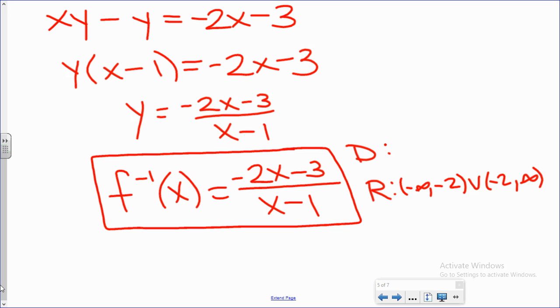Now, since our inverse is also a quotient, we can easily fill in the domain from here without having to know the range of the inverse. So if we look at this fraction, we know the domain is everything except 1 because that's where the denominator is 0. So our domain is everything except 1. And now we're okay.